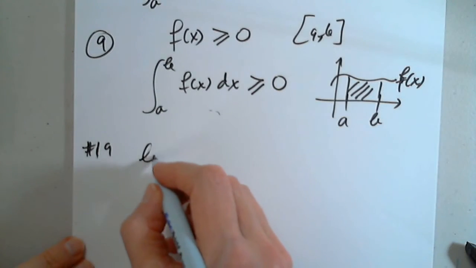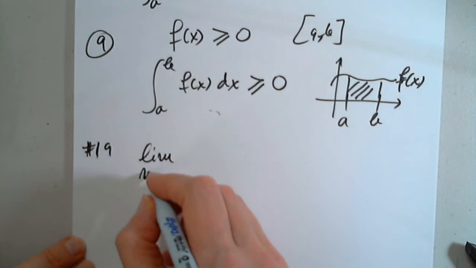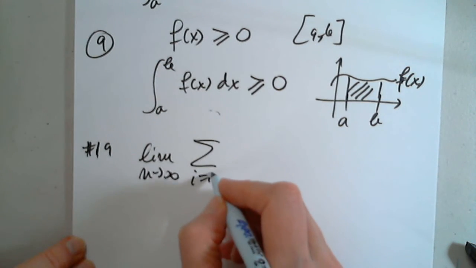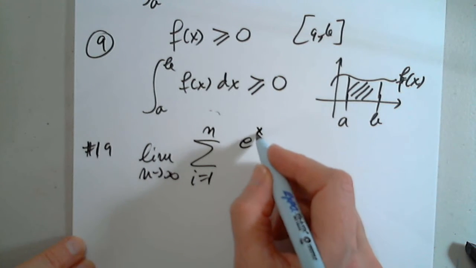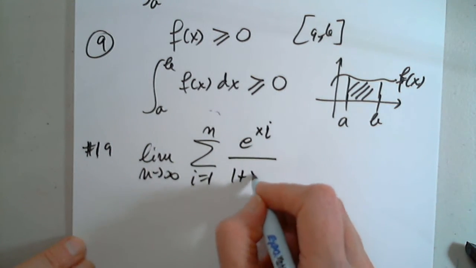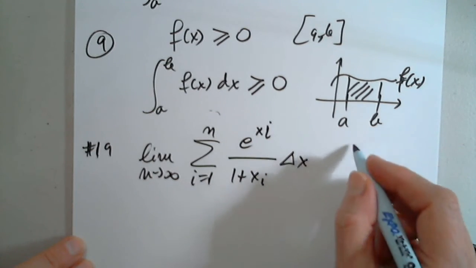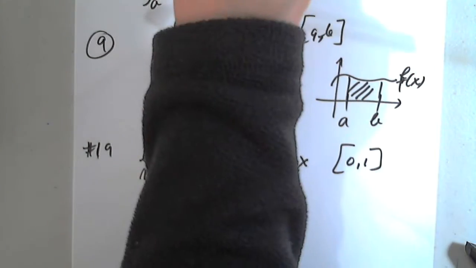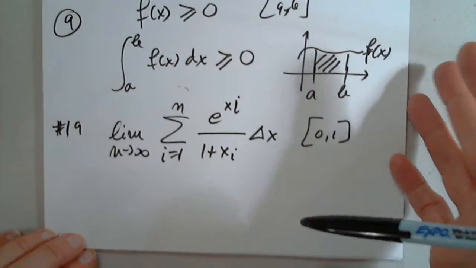So let me copy the limit, and I'll stop sharing. As n approaches infinity, the sum from i equals 1 through n of e to the x_i over 1 plus x_i, times delta x, and they are giving us 0, 1. Perfect. So you will encounter something like this for sure in WebAssign.